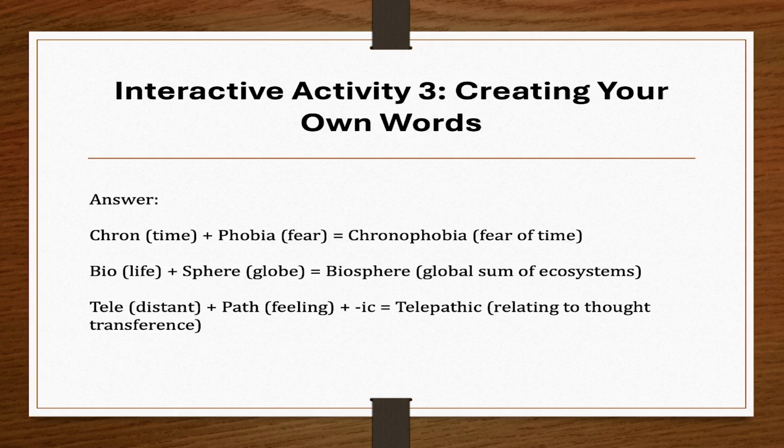See here. Chrono is time. Phobia is fear. So the word we have here is chronophobia, the fear of time. The next, bio, that is life. Sphere, globe, biosphere. Okay, global sum of ecosystems. Tele is distance, path is feeling, and then we have added a suffix ic, telepathic.